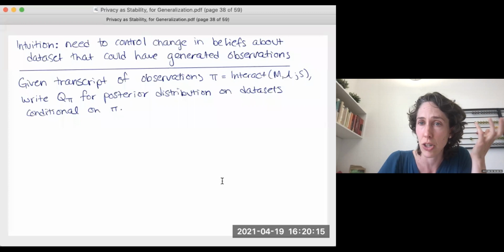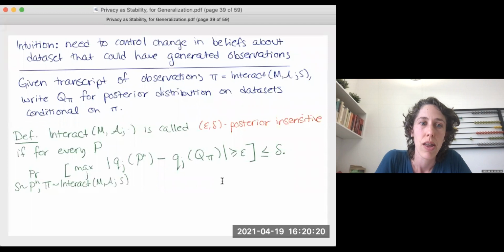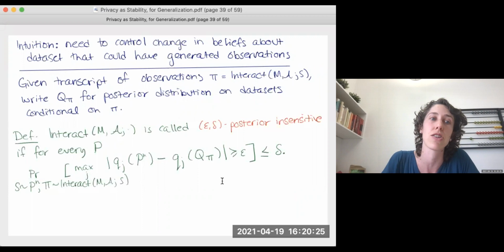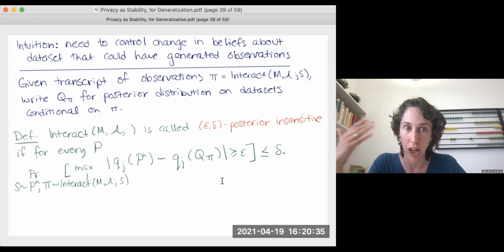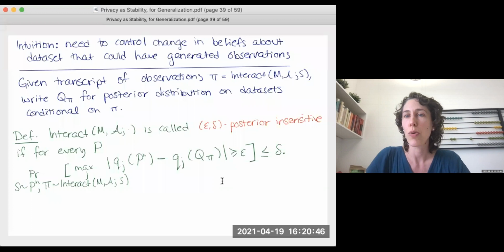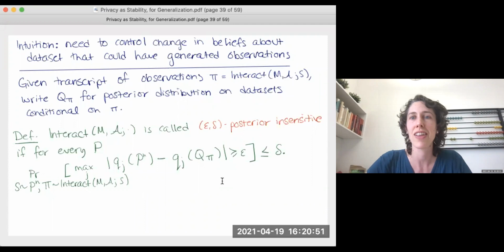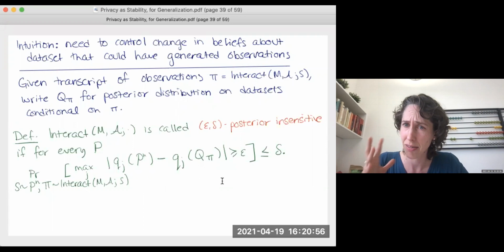And so basically, intuitively, we're going to want to show that there's not too much encoded in this transcript that's going to get us into trouble. And so we'll say that an interaction is posterior insensitive if it causes queries to be generated such that those queries evaluated on the true underlying distribution are not too different than those queries evaluated on the posterior. So that's the distribution updated with the information contained in the query-answer pairs. Okay? A little uncomfortable, I imagine. Questions?